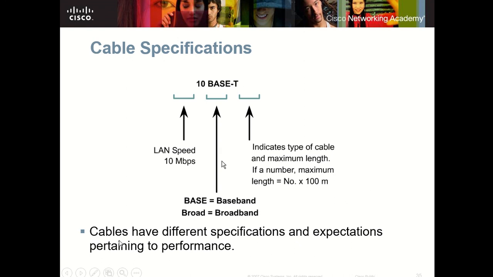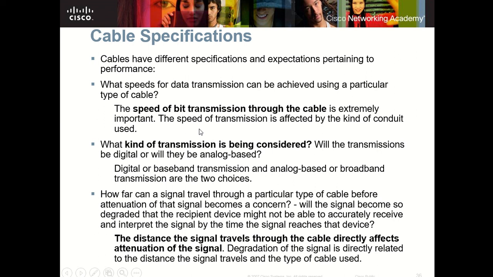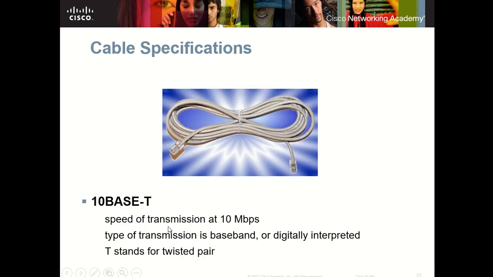So cables have different specs and expectations. If you buy cheap ones, expect that the performance may not be okay. If you buy more expensive ones, in terms of speed, the performance is also better. With the cable specification, you can see the speed of bit transmission through the cable and the kind of transmission being considered. And the distance the signal travels through the cable directly affects the attenuation of the signal.